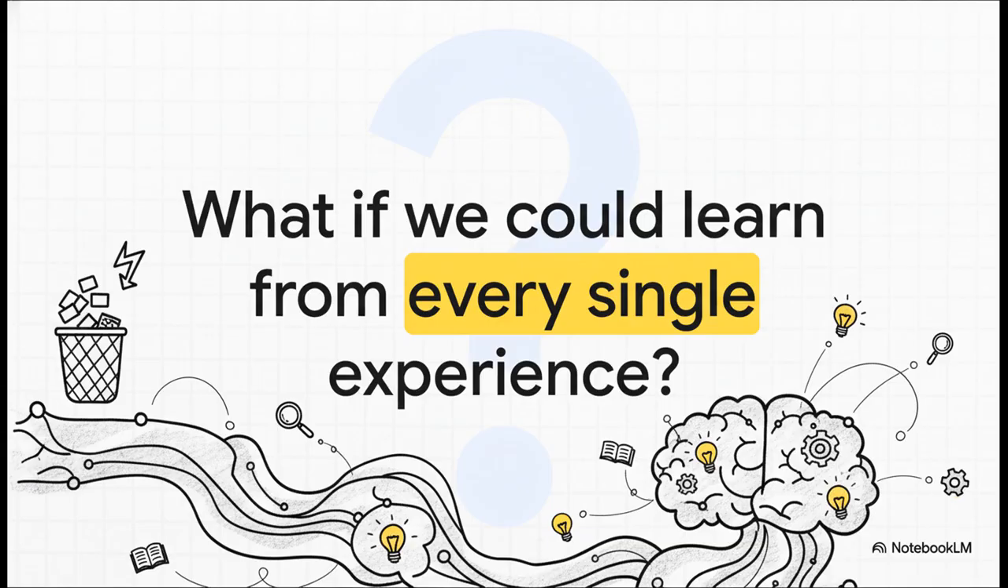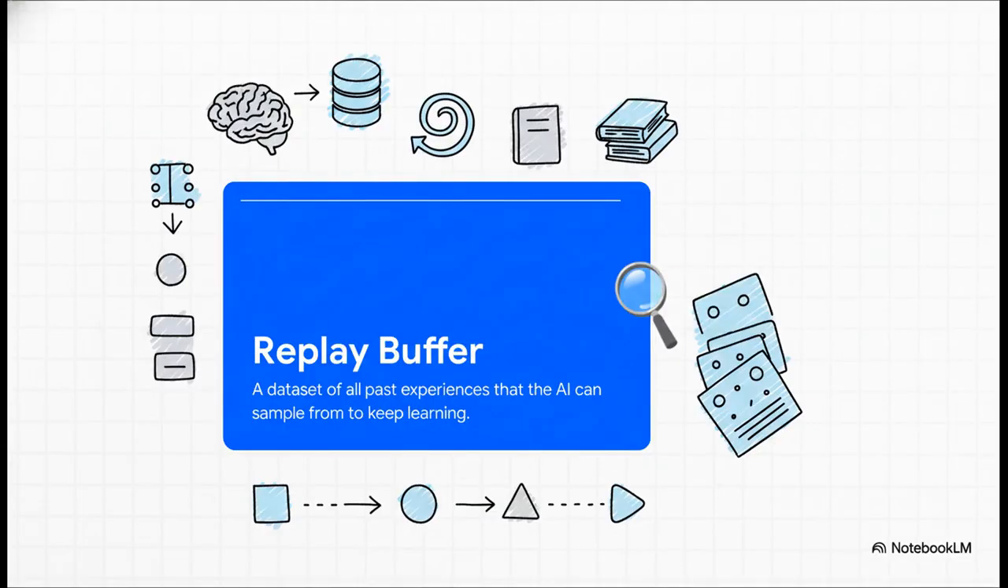What if we never threw any data away? What if we could build the ultimate AI memory? And that is exactly what SAC does. It uses something called a replay buffer. The best way to think about this is like a giant, searchable library of everything the AI has ever done. Every success, every failure, every single move. And whenever it's time to learn something new, it just reaches into this massive library and pulls out a random handful of memories to study.